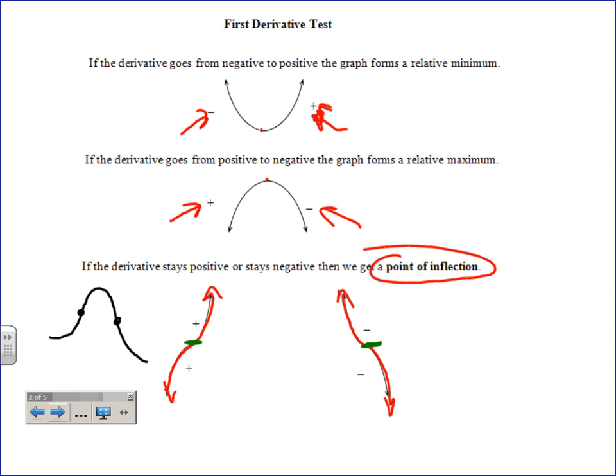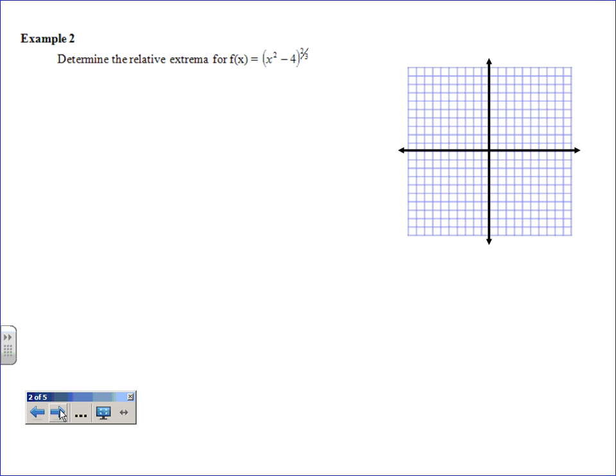Increasing, increasing, decreasing, decreasing. It means something a little bit different there, but it's close.